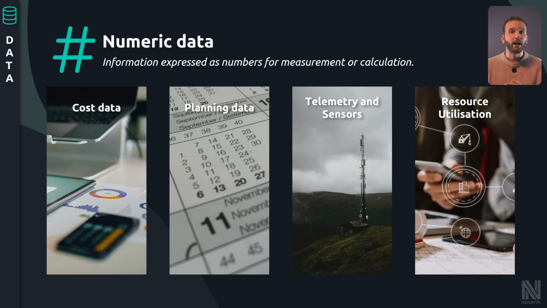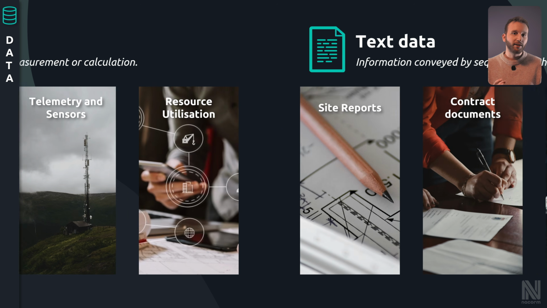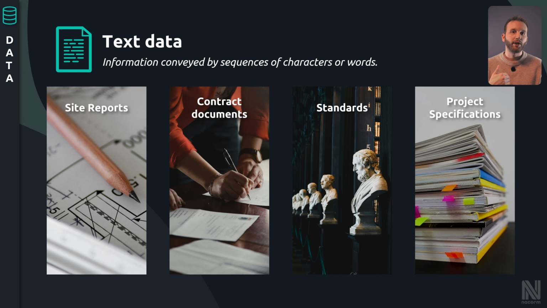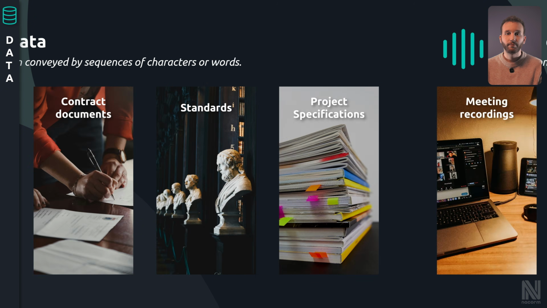be accurate and consistent. Text data is information conveyed through sequences of characters or words. Think site reports, contract documents, standards, and project specifications. Text is rich in context, but hard to process automatically. A sentence like "the beam should be reinforced" carries meaning that's obvious to a human, but requires natural language processing for a machine to interpret.